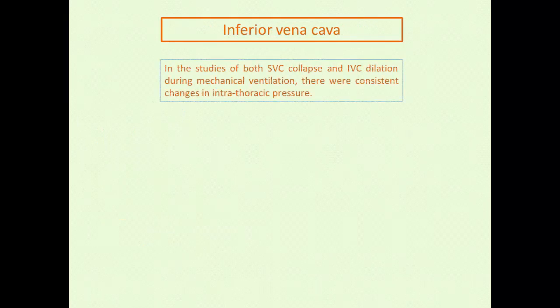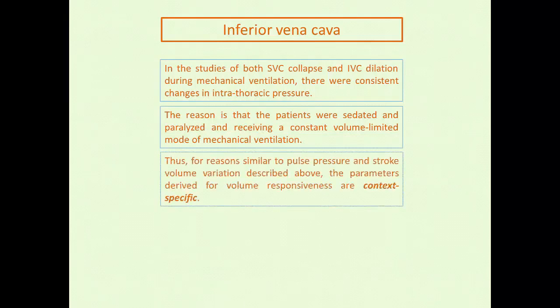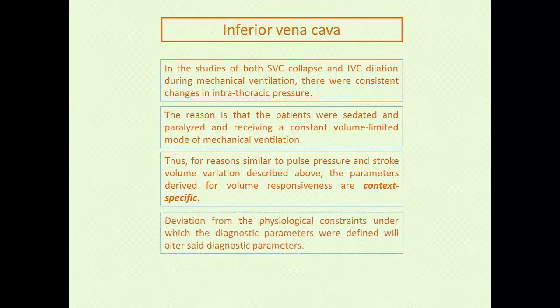So in the studies of both SVC collapse and IVC dilation during mechanical ventilation, there were consistent changes in intrathoracic pressure. Again, like pulse pressure variation, the reason is that the patients were sedated and paralyzed and receiving a constant volume-limited mode of mechanical ventilation. Thus, for reasons similar to pulse pressure and stroke volume variation described in the previous sections of this chapter, the parameters derived for volume responsiveness are context-specific. Deviation from the physiological constraints under which the diagnostic parameters were defined will alter said diagnostic parameters.